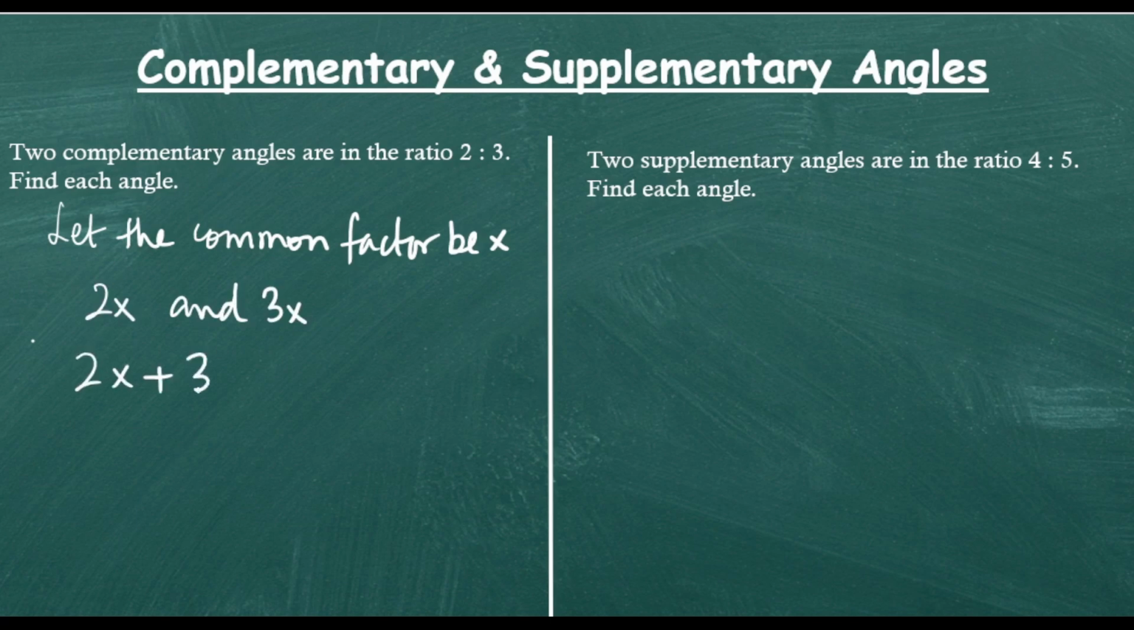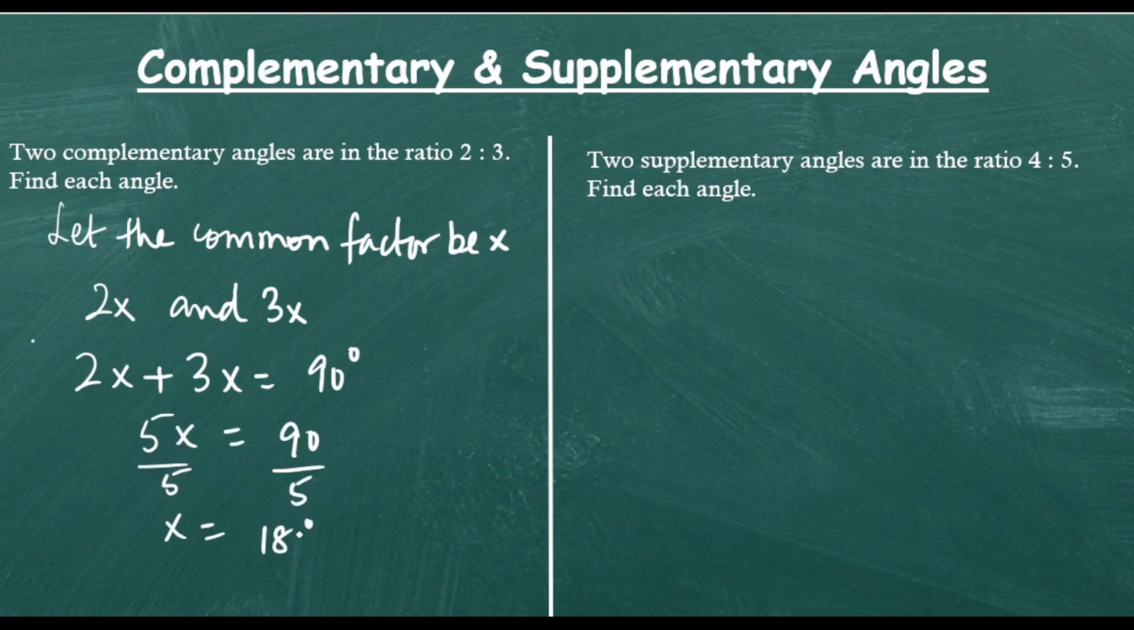So 2x plus 3x equals 90. It is a simple algebraic equation to find the value of x. 2x plus 3x is 5x. Divide by 5 on both sides and my x value comes out to be 18 degrees. So what are the angles? My first angle was 2x, so 2 times 18 degrees is equal to 36 degrees. And the next angle was 3x, 3 times 18, and that gives me 54 degrees. You can check that 36 plus 54 gives you 90 degrees, so they are complementary angles.